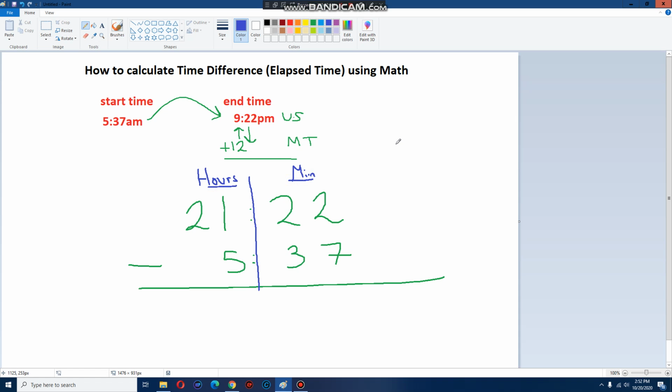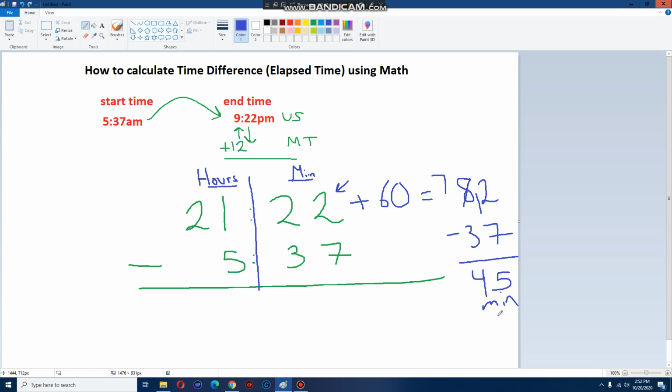Again, take a look. We have a problem. When I'm trying to subtract 22 minus 37, it doesn't work. I can't subtract a big number from a small number. So I have to make 22 the bigger number. How do I do that? I simply add 60, because there are 60 minutes in 1 hour. And 60 plus 22 becomes 82. And now I can minus it by 37. 82 minus 37 is, let's see, cross this out, becomes 7. 7 minus 3 is 4. 45 minutes. We're all set with the minutes.